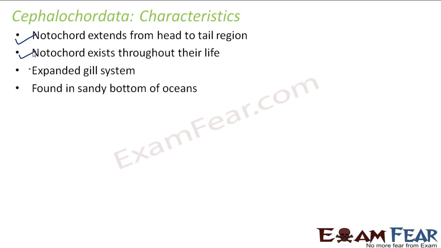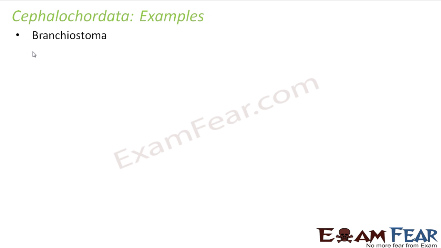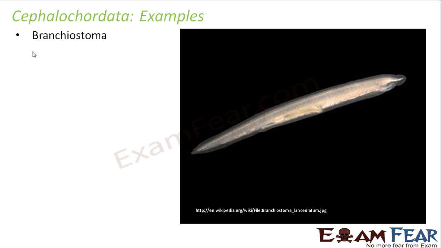Expanded gill system. These organisms are found in the sandy bottoms of oceans. So they are not found in areas where there is a lot of water. Instead, they are found in areas where there is a lot of sand or mud. So in those sandy or muddy areas, they are found. An example is Branchiostoma. So this is an example of Cephalochordata.